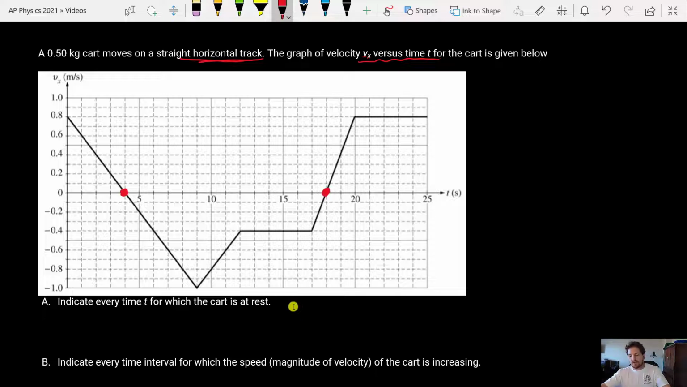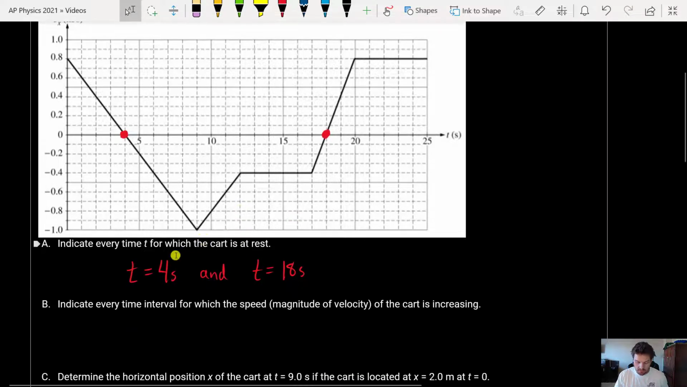So our answers, we want to have time equals 4 seconds and time equals 18 seconds. Make sure you put those units on the answer. Right? We don't want to just have t equals 4 and t equals 18, because just don't leave it in the hands of the grader, right? Don't leave anything up to them.